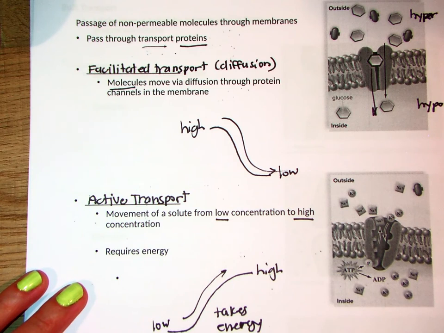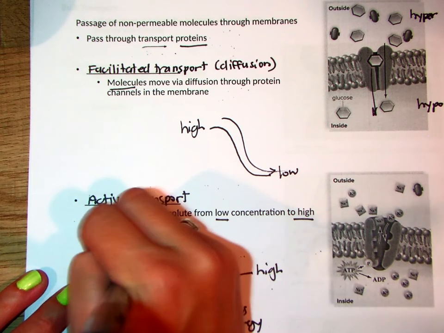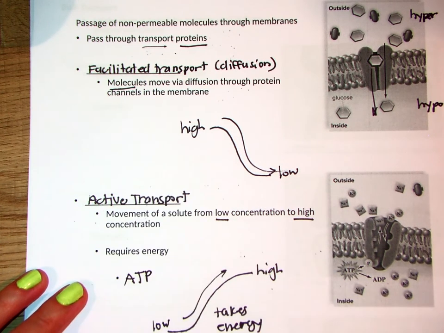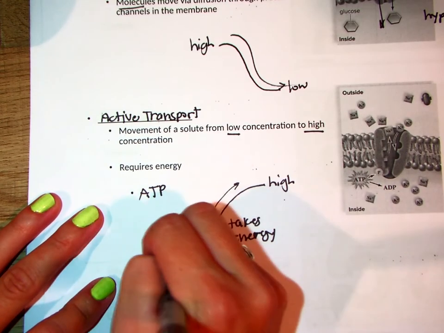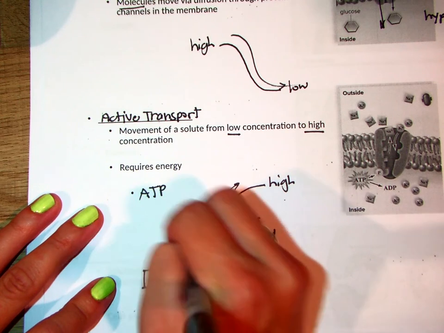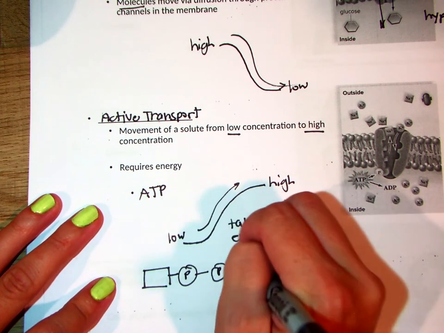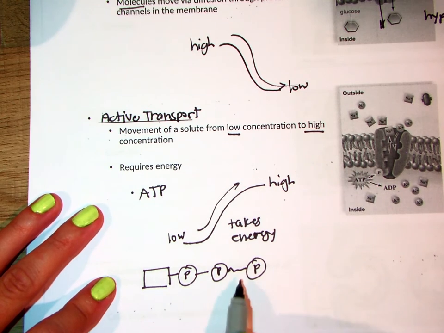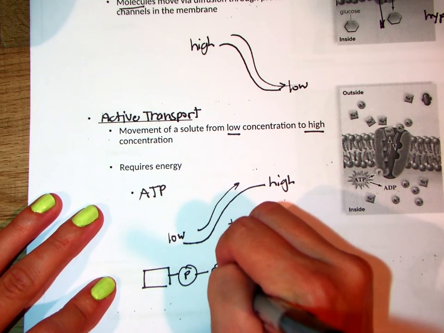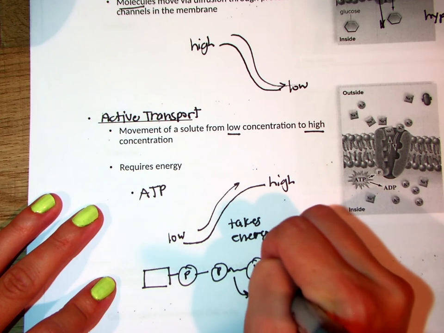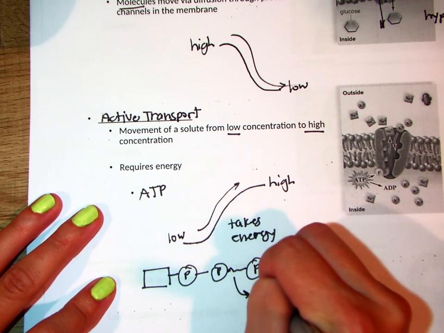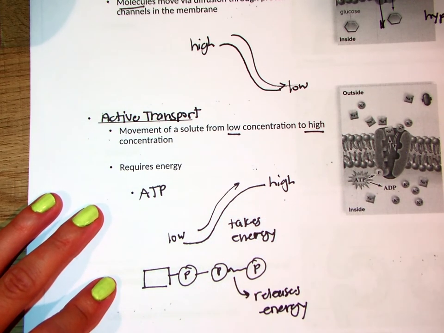So the type of energy that your cells use to do this is my good old ATP. Remember, the adenosine triphosphate is what that stands for. So you've got an adenosine, those 3 phosphates, and between the second and third phosphate is that high energy bond that releases energy. And that's like the currency that your cells can use to do work.